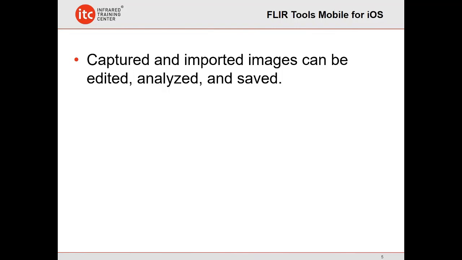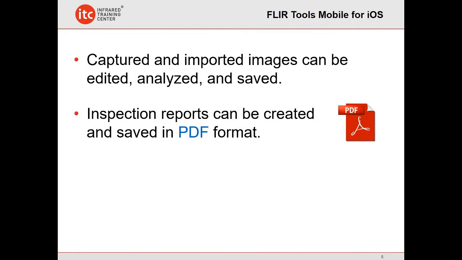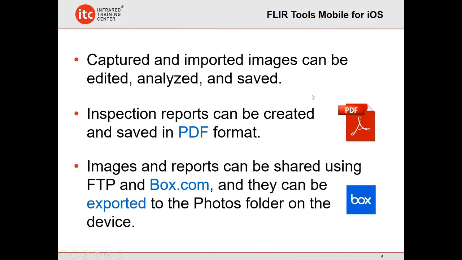You can open that up, you can measure temperatures just as if you're working on the PC with it. You can create some reports from the app. These are PDF files. And you can also share images and reports using file sharing services like FTP and Box.com. They can also be exported from our app to the Photos folder on the device. So there are different ways that you can get images out of our app to other areas so you can share them. We'll talk a little bit about the Box.com connection once we get into the app.